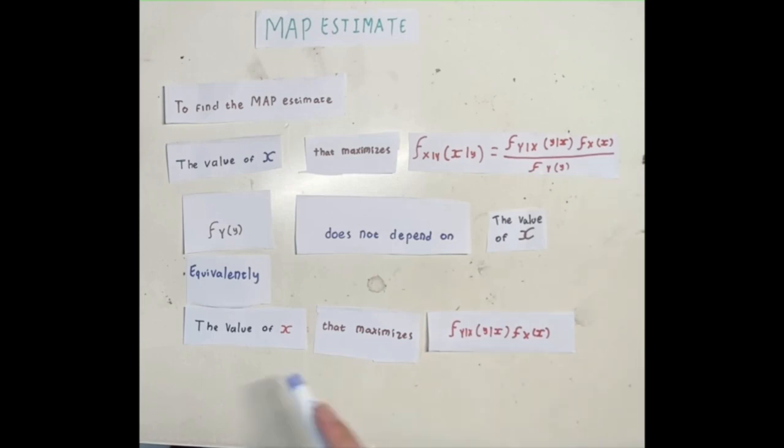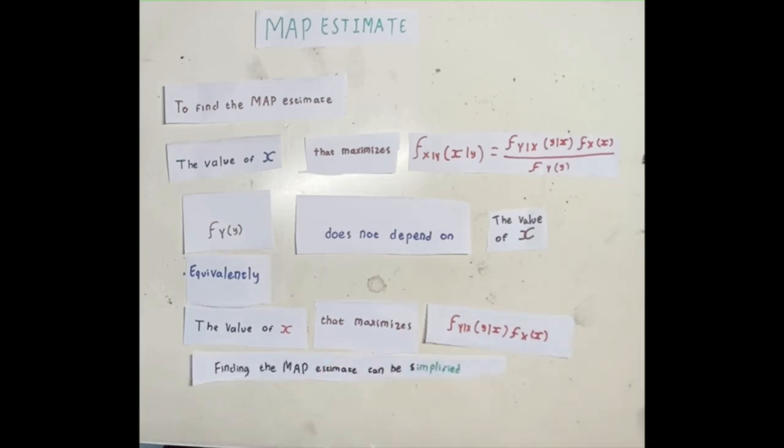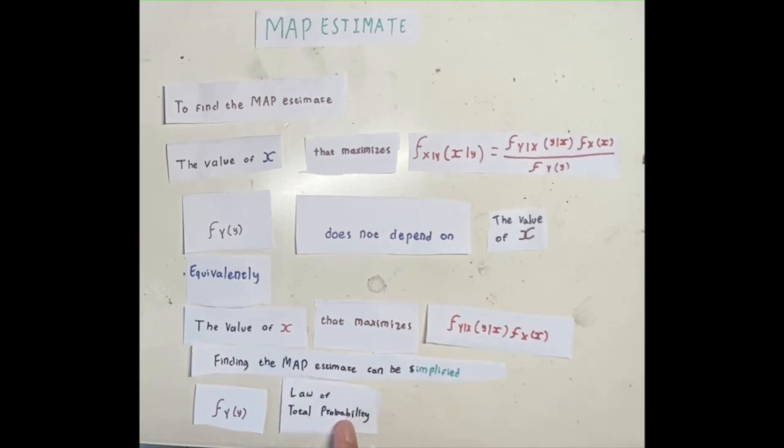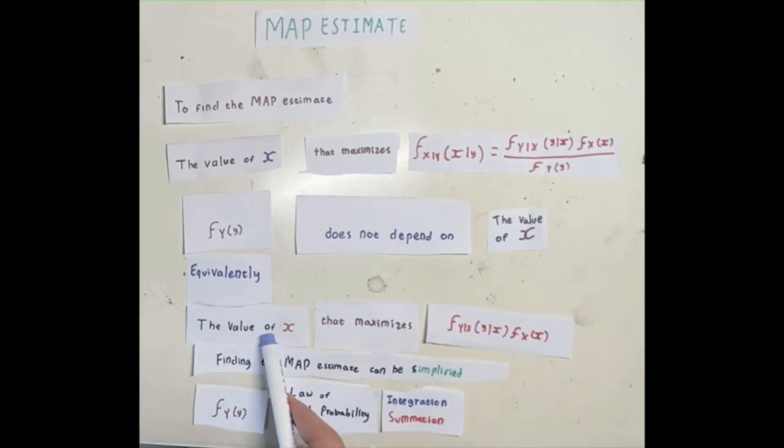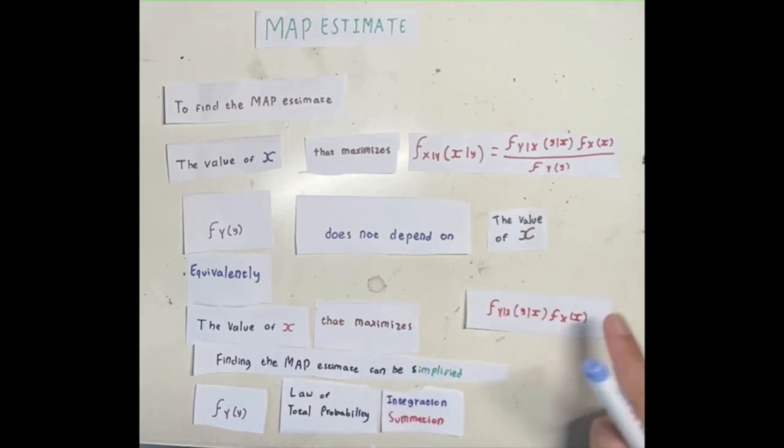By finding the value of x that maximizes this function, we can significantly simplify the process of finding the MAP estimate, because finding the function y of y is usually done by using the law of total probability, which involves integration and summation. So we can avoid this complex process by finding the value of x that maximizes this function instead of this one.